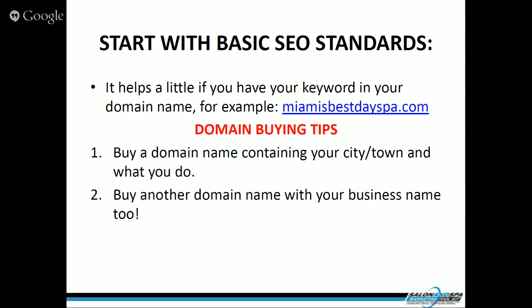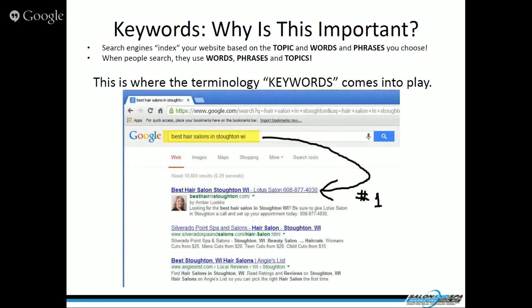All right, so when we're talking about the basic SEO standards here, and we talked a lot about keywords, did you notice that if you buy a domain name... now what is a domain name? I'm going to back up one. Take a look at what's in green there, under Best Hair Salon, Stoughton, Wisconsin. It says besthairinstoughton.com.